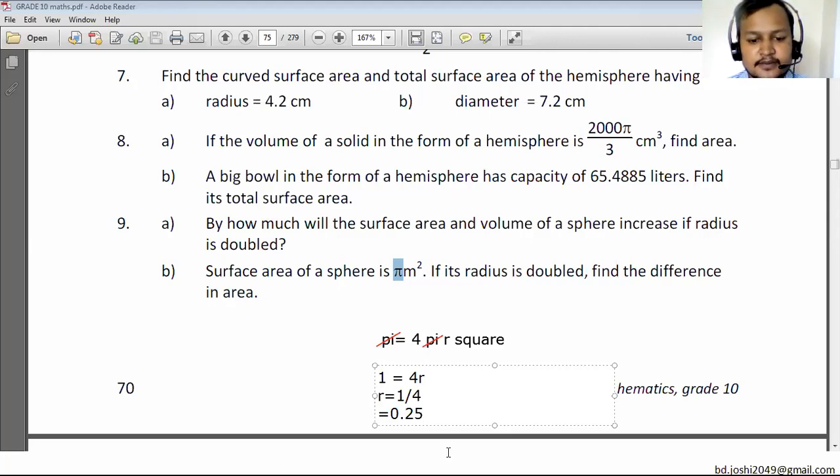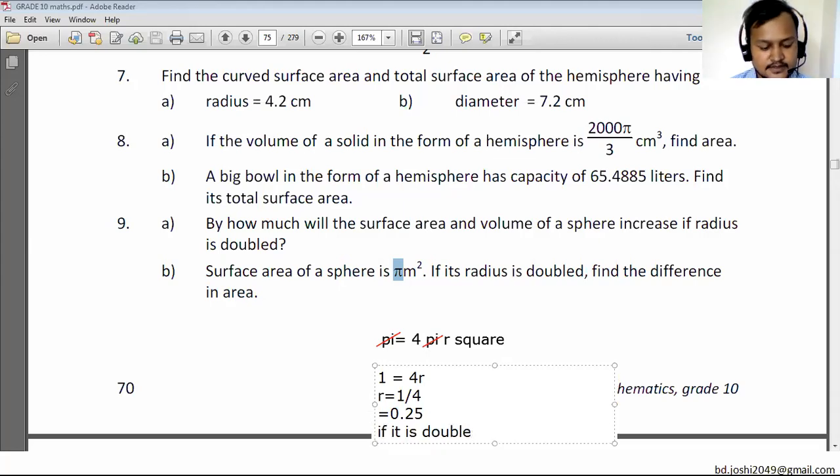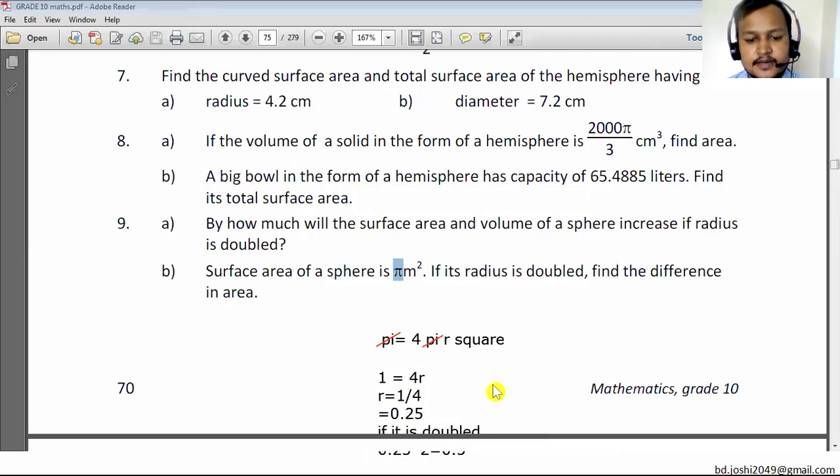And it is said if it is doubled, double garda kate hola tha? 0.50. If it is doubled, it becomes 0.5. 0.25 into 2 is equal to 0.5. Now in the new case, we have to put 0.5 as a radius. Radius 0.5 राख्नु पर्यो अर्को केसमा. And by putting 0.5 as a radius, find out the surface area again. फेरि surface area को formula use गर्नु पर्यो.